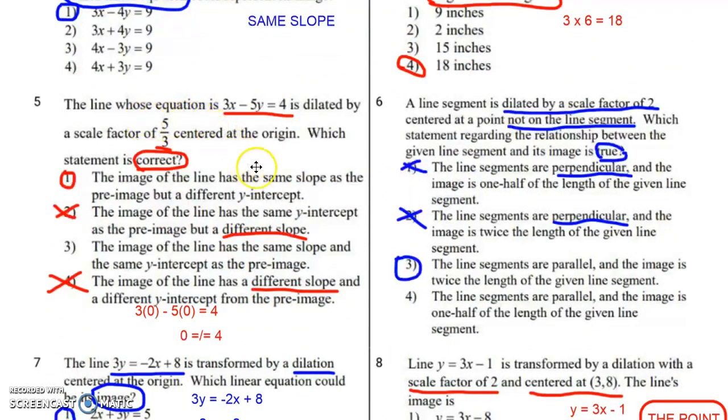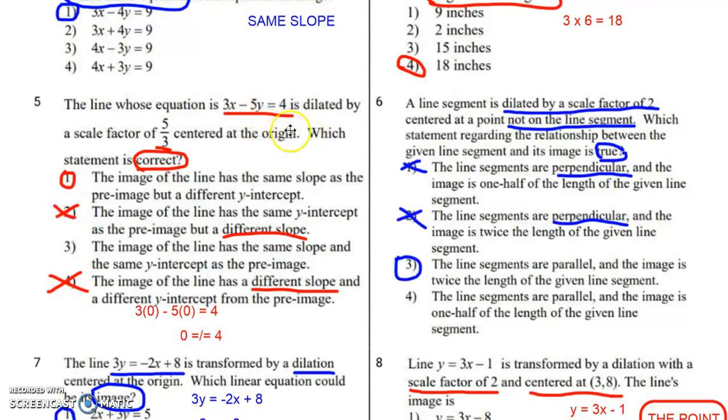In this case, there was a trick to it. You could have not used the trick, but the trick made it a lot faster. First of all, these say that it has a different slope, and as we know, it's always going to be the same slope for dilation, so we eliminated choices 2 and 4. This one says the same slope and the same y-intercept, and this one says same slope but a different y-intercept. It would have the same y-intercept if the point is on the line.